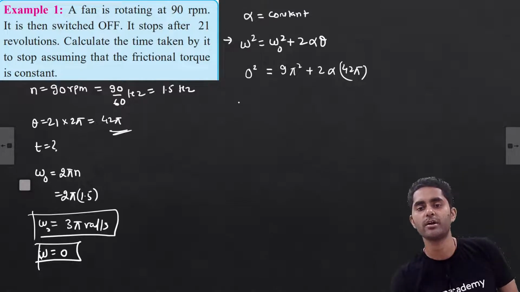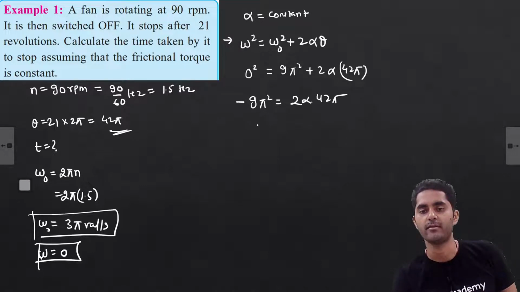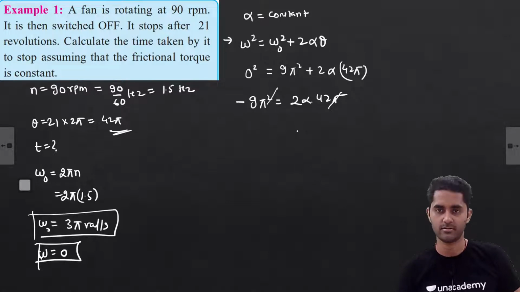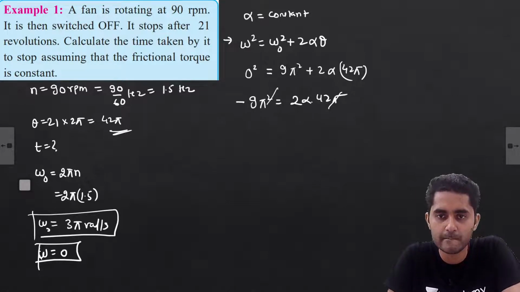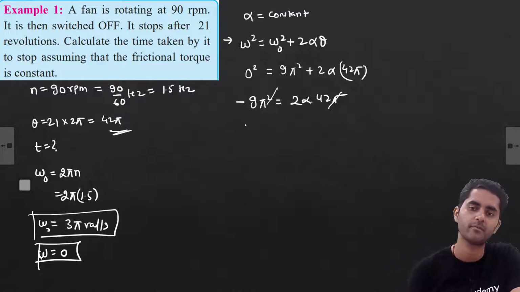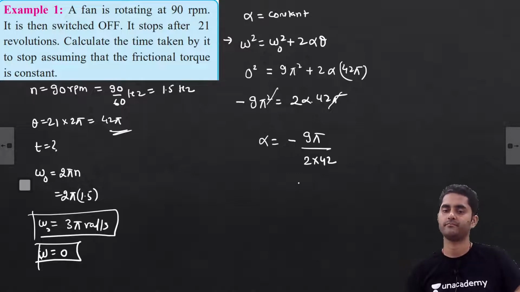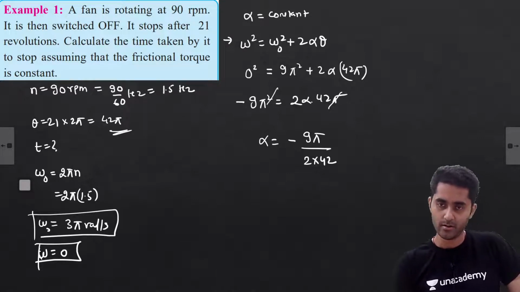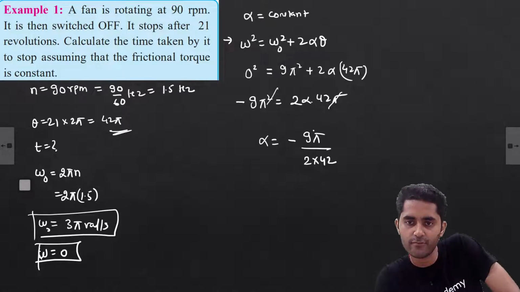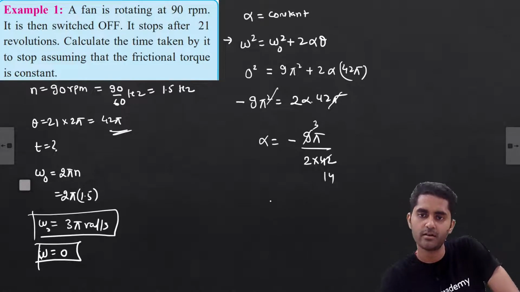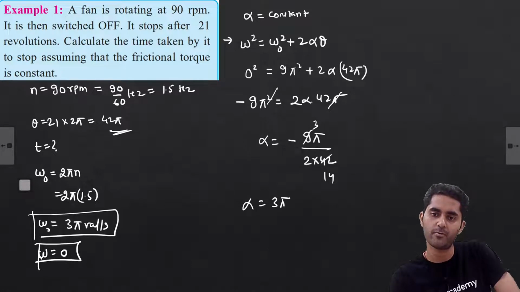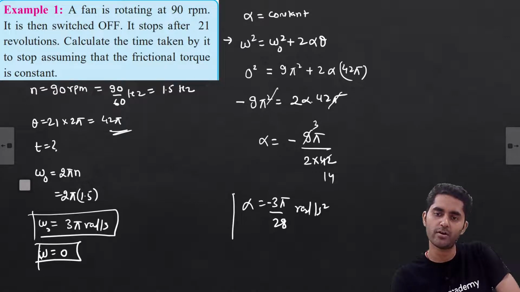So now you can write it as minus 9 pi square is equal to 2 alpha into 42 pi. So pi gets cancelled, and it becomes alpha is equal to minus 9 pi upon 2 into 42. Then 3 3s are 9, 3 14s, 3 upon 28. Alpha is equal to minus 3 pi upon 28 radian per second square. Here you have got alpha.